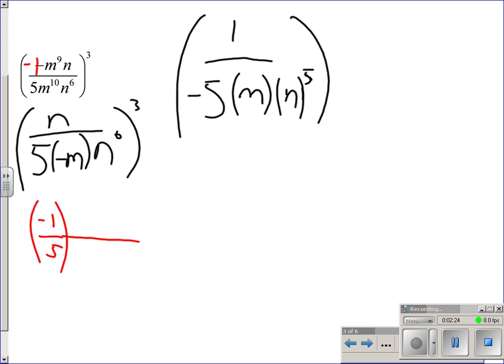The rule says what? If you got m to the 9th over m to the 10th, what does properties of exponents say? Subtract what from what? 9 minus 10. Yeah, top exponent, the base stays the same, top exponent minus bottom exponent. And so you get m to the negative 1. What does a negative exponent do? Makes it all a fraction. Goes 1 over, same base, positive exponent. All right, that's the rules.